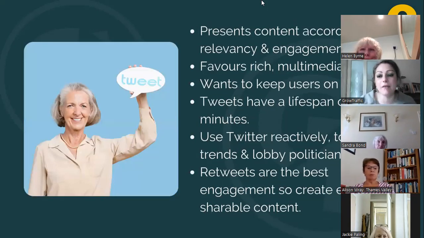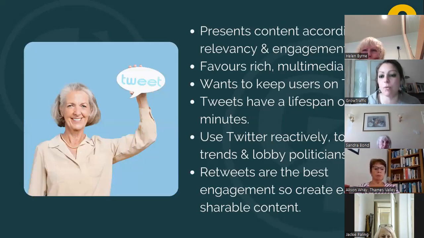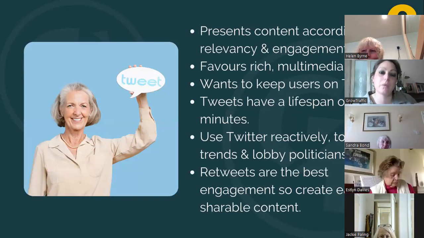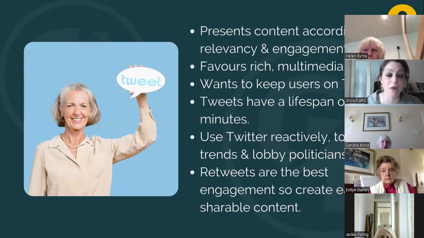So again, in terms of how the Twitter algorithm works, it presents content according to relevancy and engagement. It's not about who's connected to you, but about who Twitter thinks is going to be interested in this content. So if you are posting, for example, about a petition, maybe about menstrual equity, Twitter will say, okay, who else is interested in menstrual equity? Let's show this tweet in their feed. They don't have to be connected with you. So it could potentially go out to a lot of people who you've never even thought about.